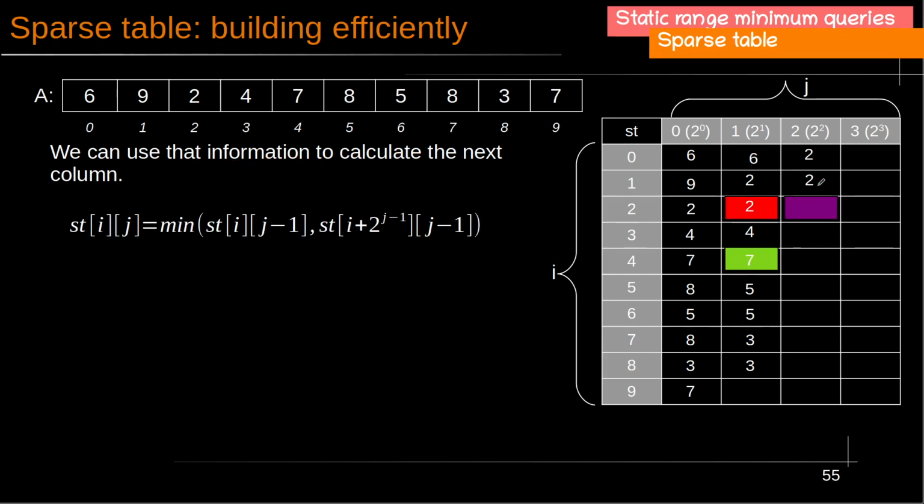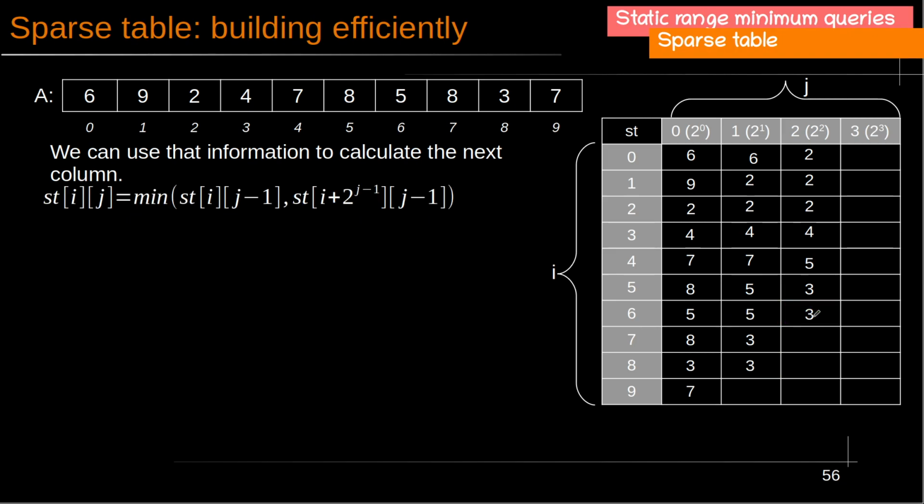And we can continue for other cells in the third column. This one is the minimum between 2 and 7. This one is the minimum between 4 and 5. This one is the minimum between 7 and 5, which is 5. And this one is the minimum between 5 and 3, which is 3. And this one is V2.